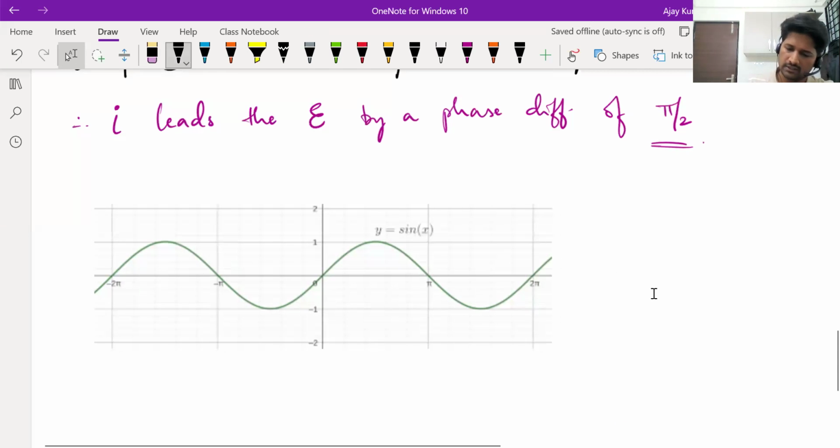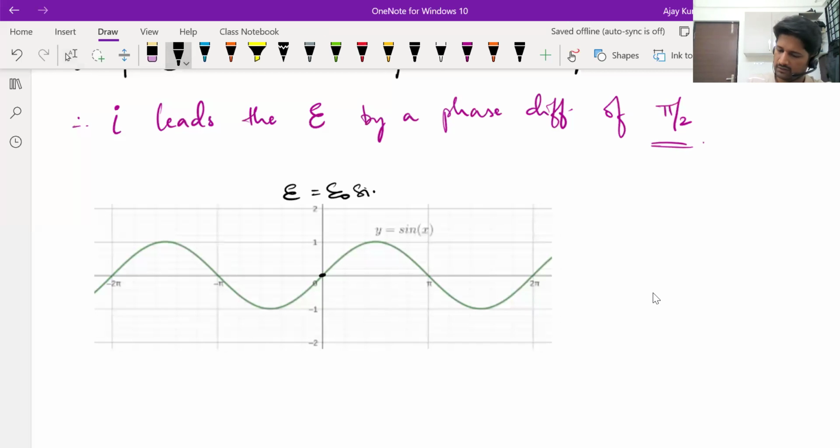So you can assume this to be the graph of the EMF function. E is equal to E naught sine omega t. So the peak value will be plus E naught, and the minimum value will be minus E naught. And the time period will be 2 pi by omega for this function. So that's how the EMF varies with time.